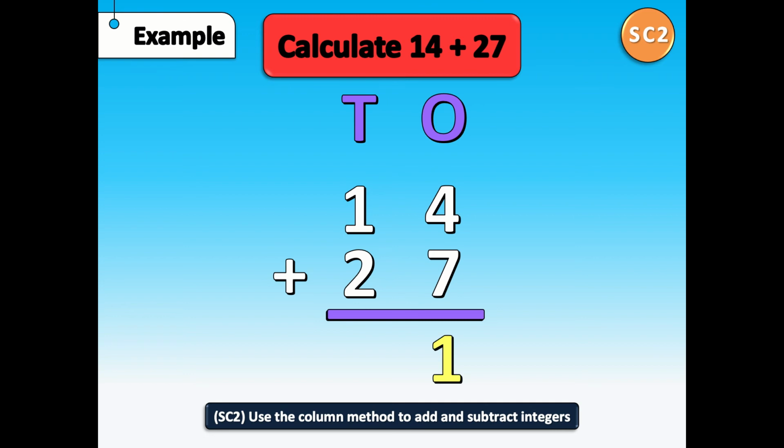So we start with 4 plus 7 is 11. So we put 1 down and we carry the 10. Then 1 plus 1 plus 2 is 4. So our answer is 41.